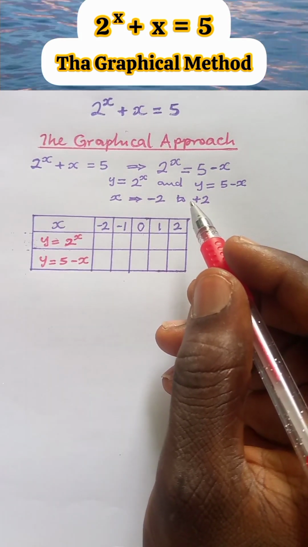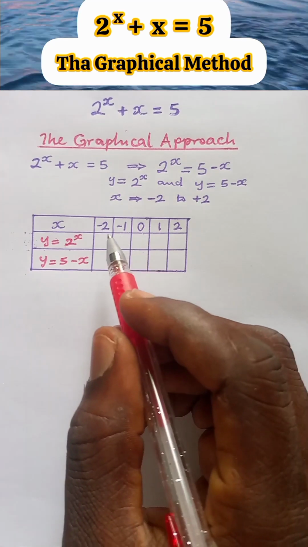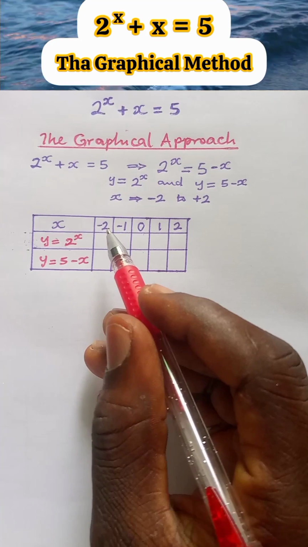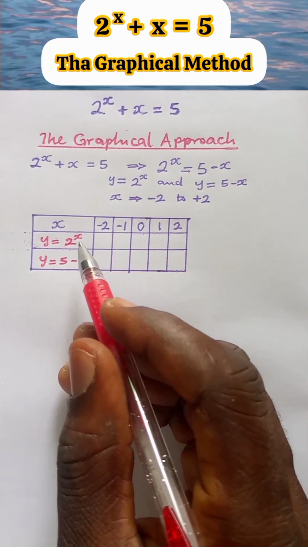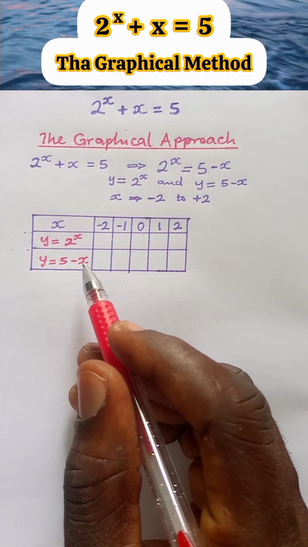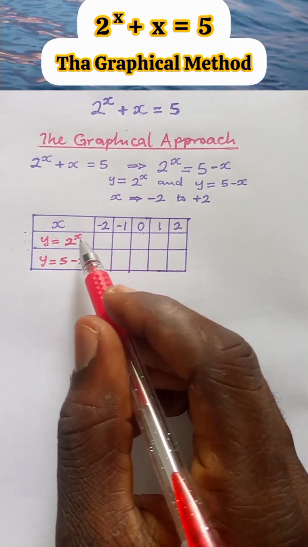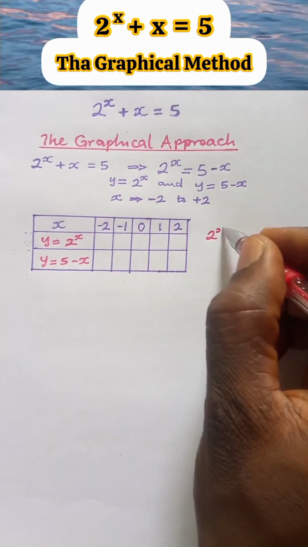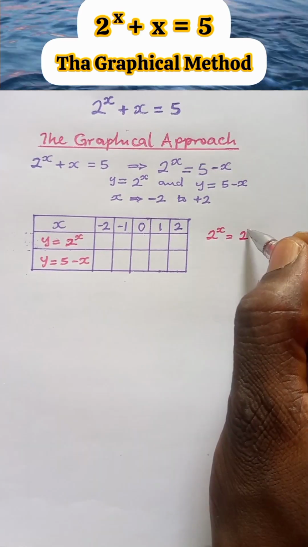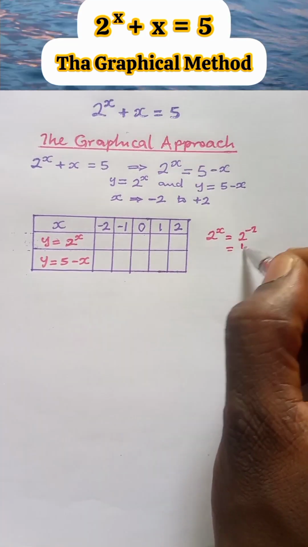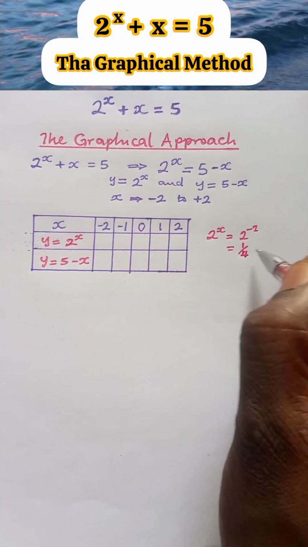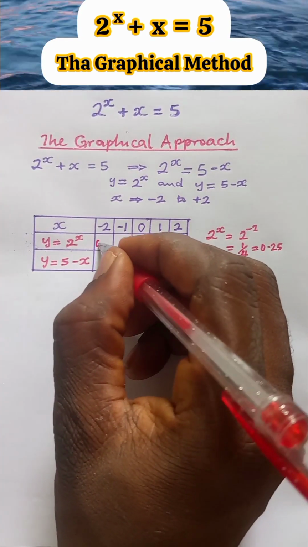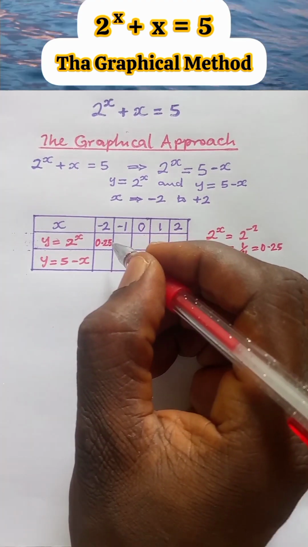We have our table of values. Here we have the values of x ranging from -2 up to +2. Here we are going to look for the value of y for each value of x, y equals 2 raised to the power x, and then y equals 5 minus x. When x is -2, y, which is 2 raised to the power x, let us quickly calculate it. 2 raised to the power x will be equal to 2 raised to the power of -2, and this gives us 1 over 2 raised to the power 2, which is 4, and you can convert this to 0.25, so that when x is -2, y is 0.25.